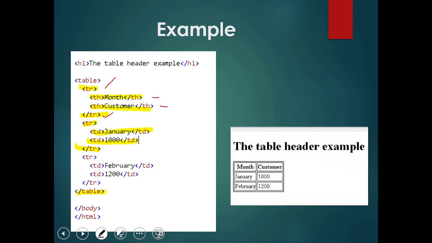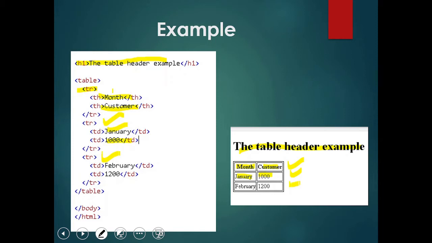Let's see the output. This was the h1 tag, it has come over here as it is. Then I started with the first row. My first row has been created in which I had passed month and customer, so the month and customer has come in. Then the next row started in which I passed January and 1000. So January and 1000.